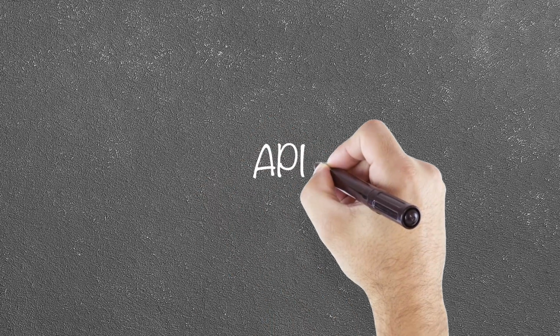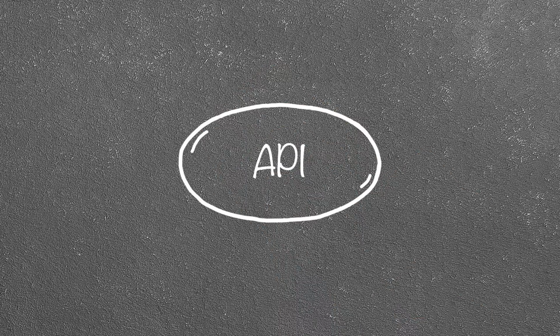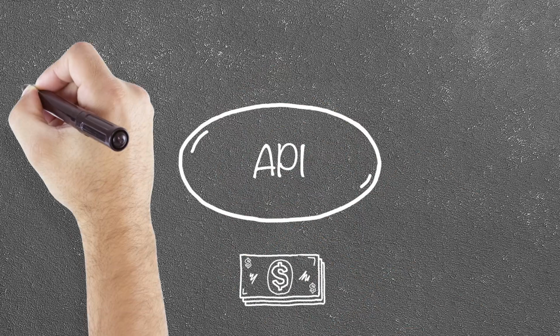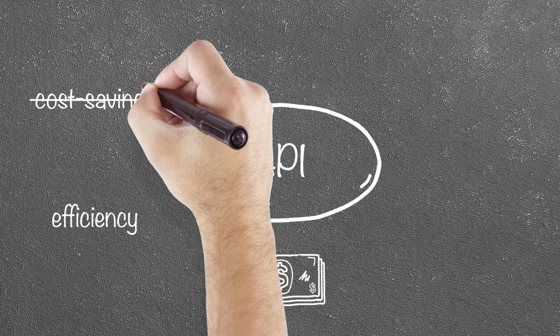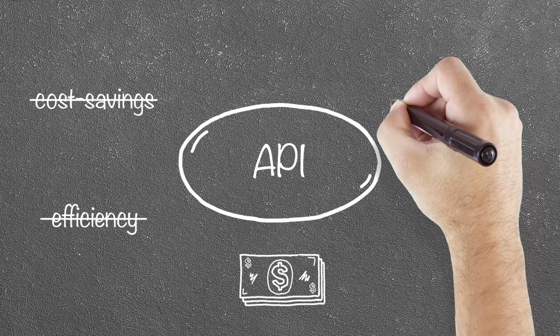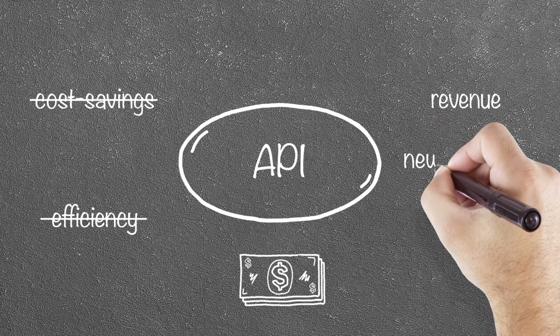When we are talking about APIs in the modern world, it's all about making money. While traditional IT used to focus on cost savings and efficiency, that is not the right focus for API initiatives. Here it is all about revenue, new offerings, and time to market.